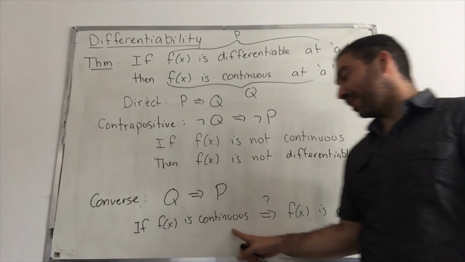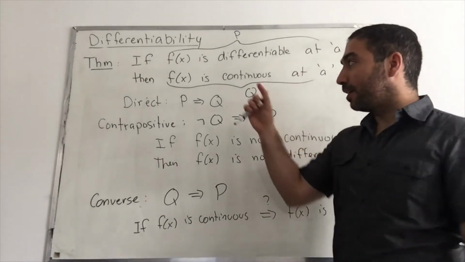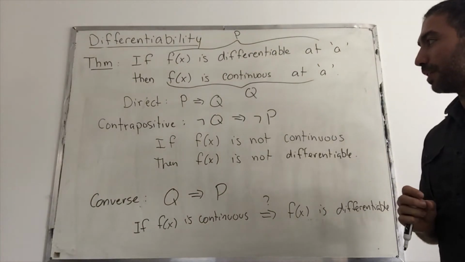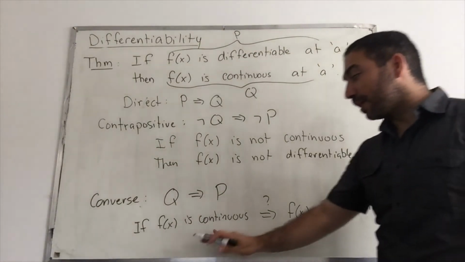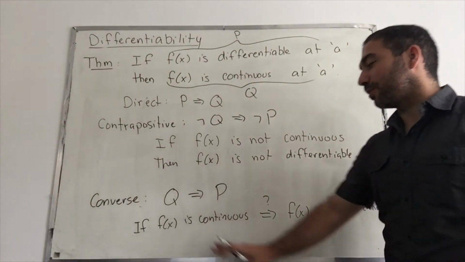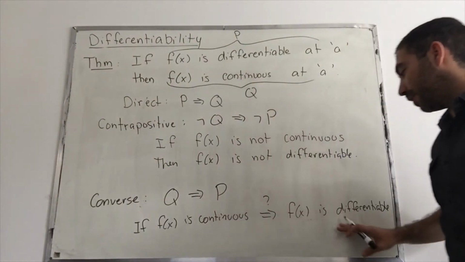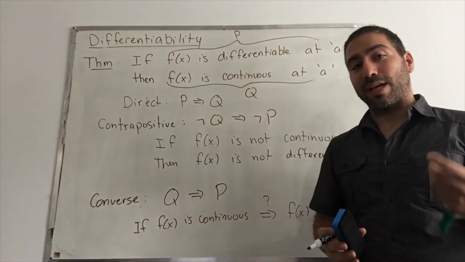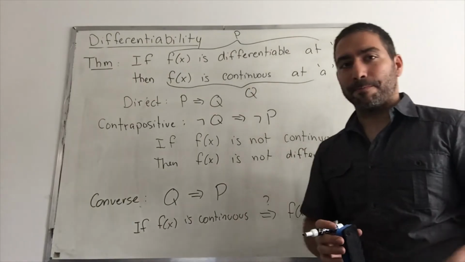So if f of x is continuous, do we have differentiability? We're looking at the opposite, the converse of the statement. Okay, so I'll let you think about this, and we're going to answer it in just a few moments. So if the function is continuous, try to think if we have differentiability. Okay, so now let's look at the cases where we don't have differentiability.